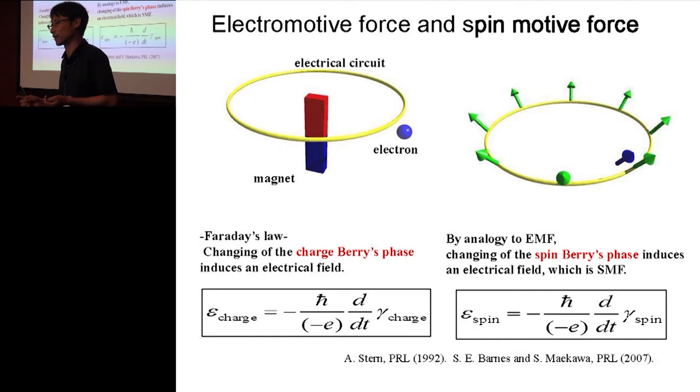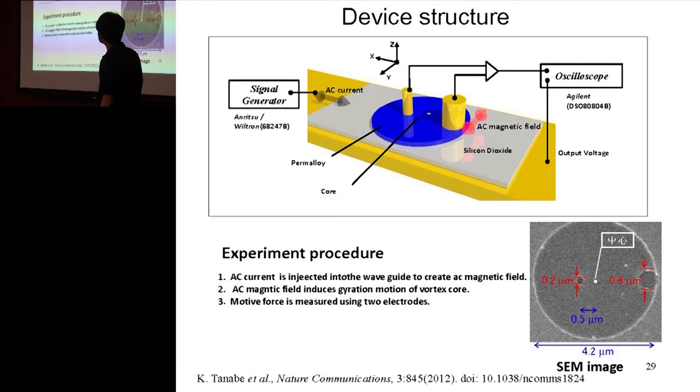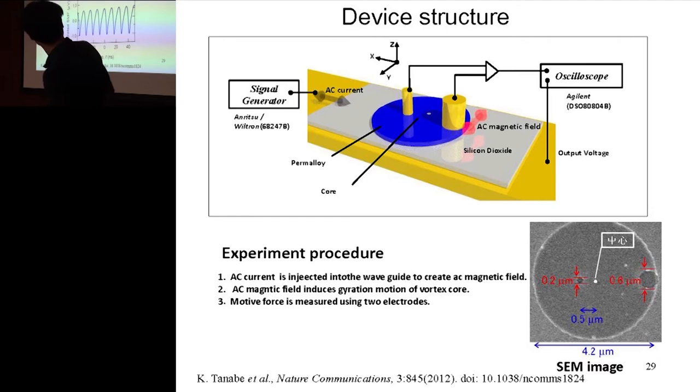To measure it, we use our disk system. And we apply AC magnetic field to excite this kind of gyration of our vortex core, and we measure the voltage by using an oscilloscope. And this is the result.